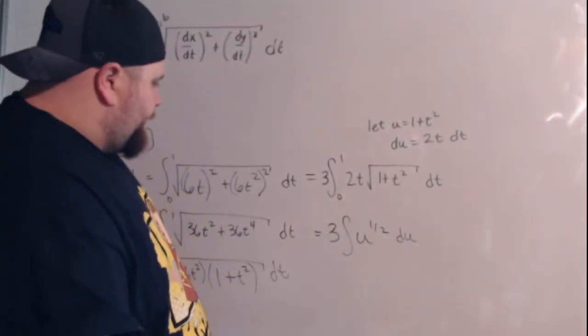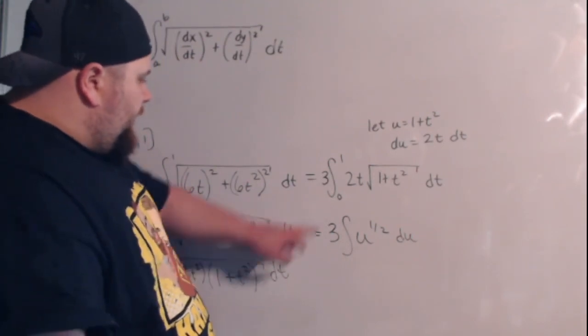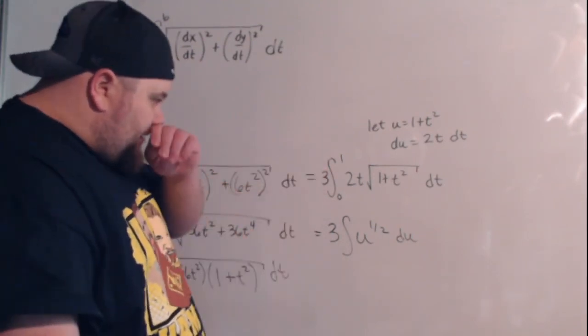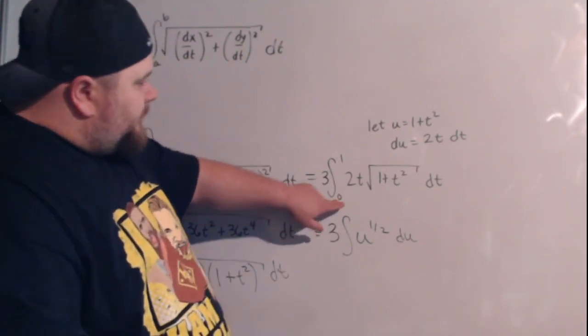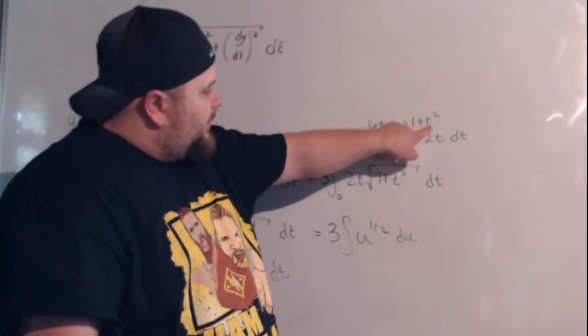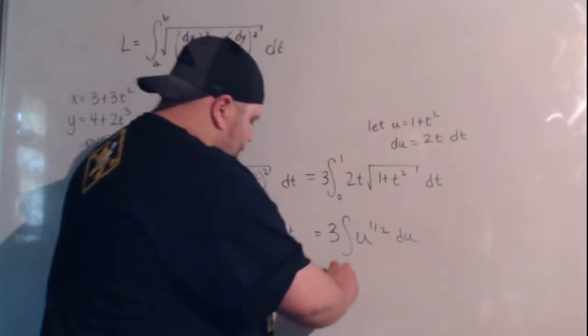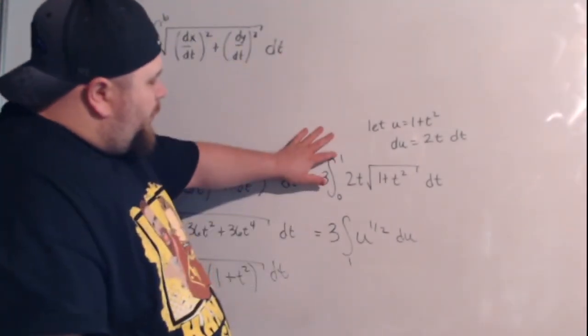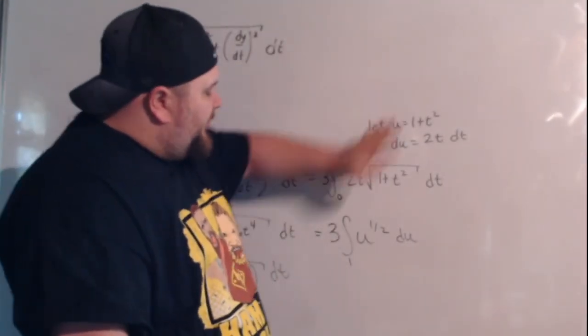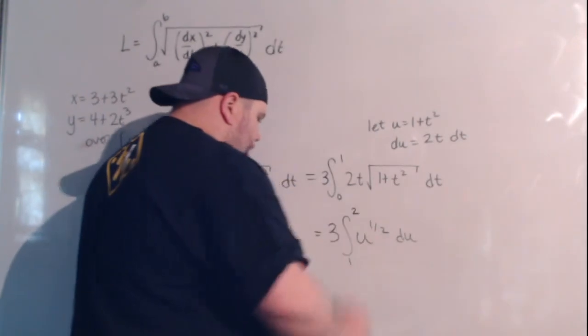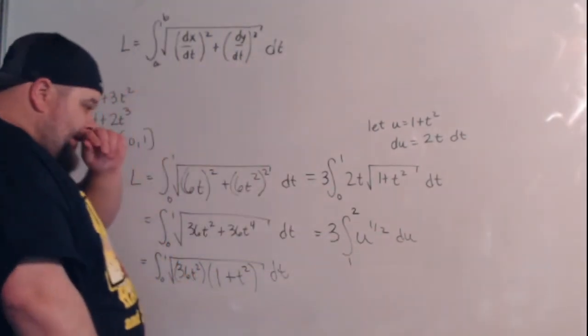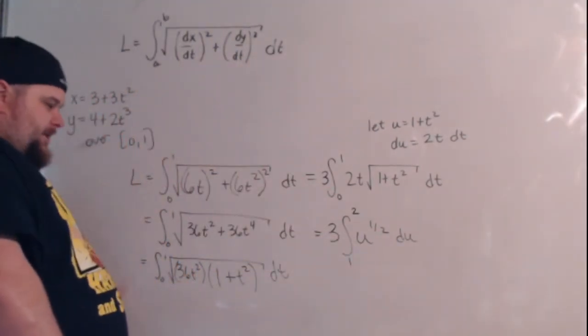And we can also change our bounds while we're here. So when t is 0, plug it in there and you get 1. And when t is 1, we get 2. So we're now integrating from 1 to 2. And we don't have to change back to t.